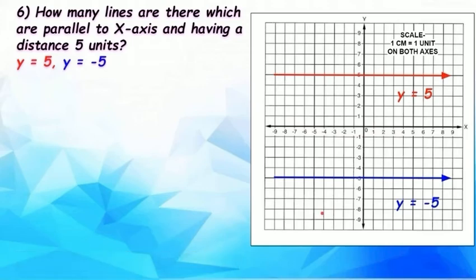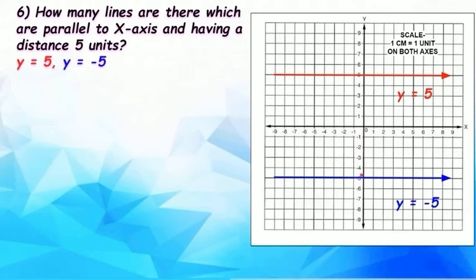Now, if it is parallel to the x-axis, then we can have 2 possibilities. It can be parallel to the x-axis above the x-axis, that is, it will have a positive value, or it can be a line that is parallel to the x-axis but below the x-axis, that is, it can have a negative value. So we can have two lines which are parallel to the x-axis.